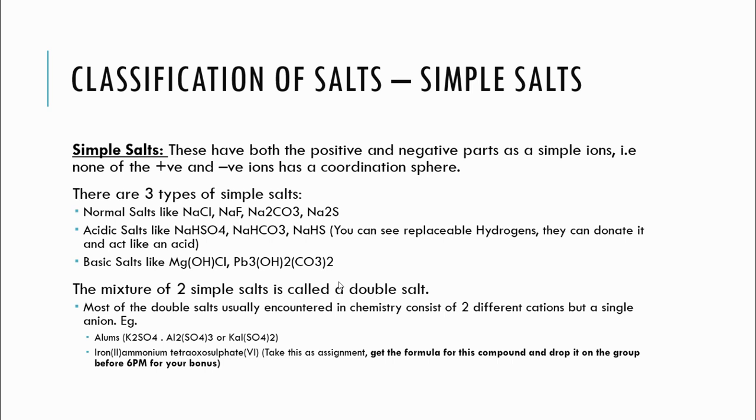A mixture of two simple salts is called a double salt. When we mix two simple salts together, we have a double salt. Most of the time you always have two cations and a single anion. For example, K2SO4·Al2(SO4)3 is a double salt. Although the general formula given to it is KAl(SO4)2, with the A in uppercase. So K2SO4·Al2(SO4)3 is one formula for it, or you just call it KAl(SO4)2 because we have two SO4 actually.